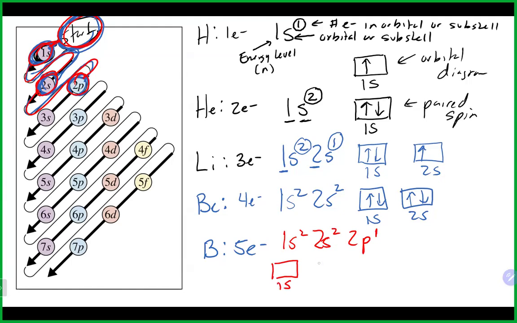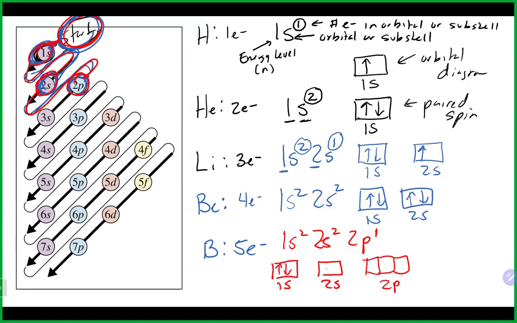If we were going to look at the picture of this, we would have a box for the 1s, we would have a box for the 2s, and how many boxes should I have for the 2p? How many orbitals are in a 2p subshell? 3 of them, yeah? So we actually would have not 1, not 2, but 3 boxes, and those would represent, for example, the 2p subshell. Visually, this is where we're at.